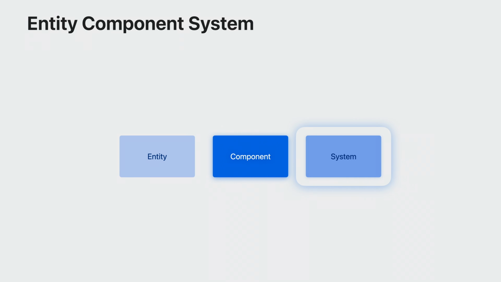A system is where our behavior lives. It has an update function that's called once per frame. That's where you put your ongoing logic. In your system, you query for all entities that have a certain component on them, or configuration of components, and then you perform some action and store the updated data back into those components.